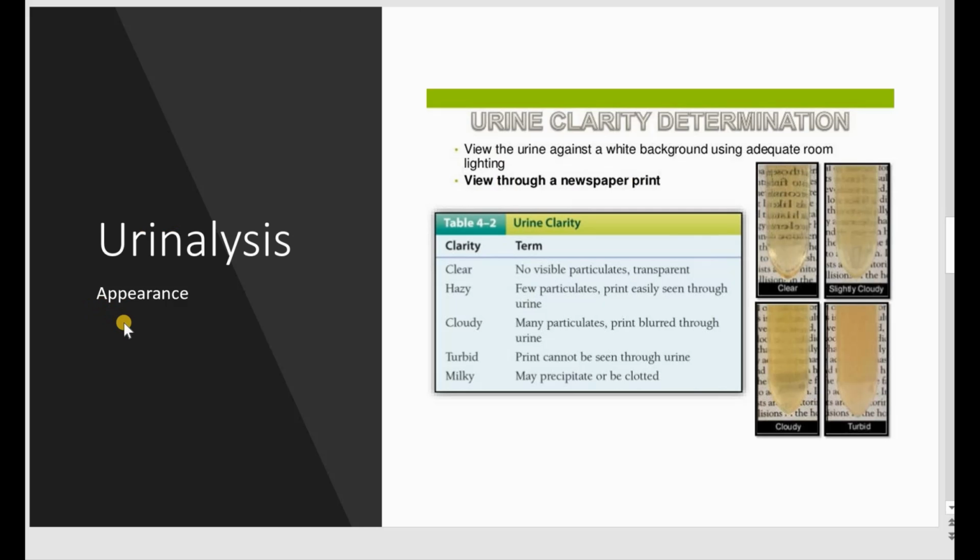Now, next is appearance or clarity. Normally, the urine is clear and transparent. Abnormal findings are slightly cloudy or hazy, cloudy, and turbid. Turbid means you cannot see through the urine.